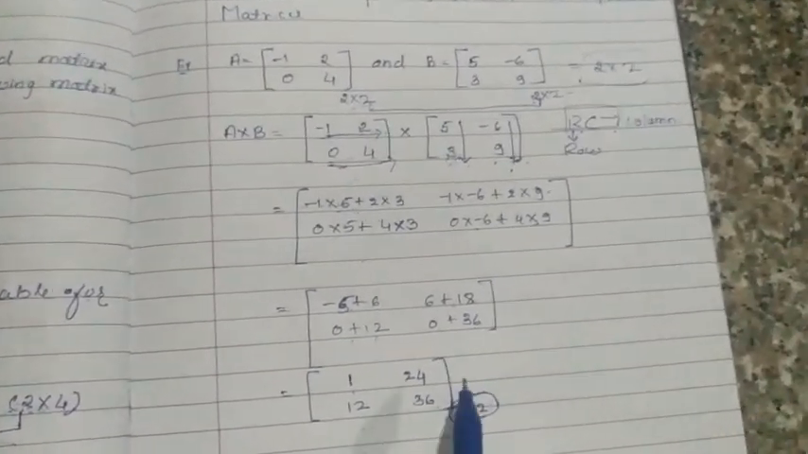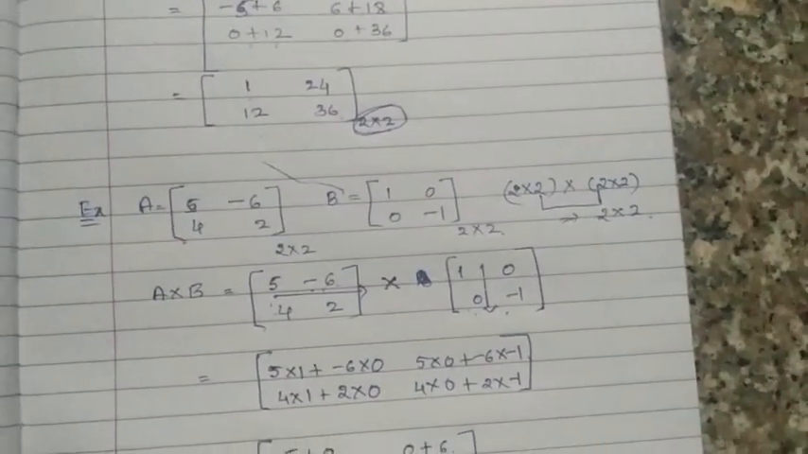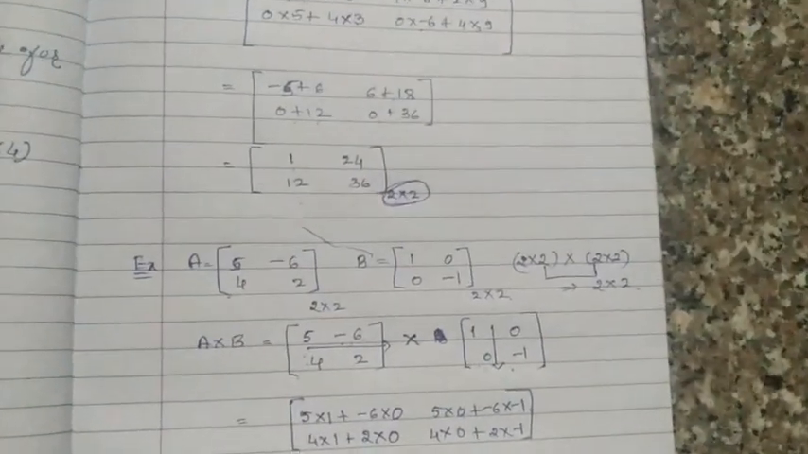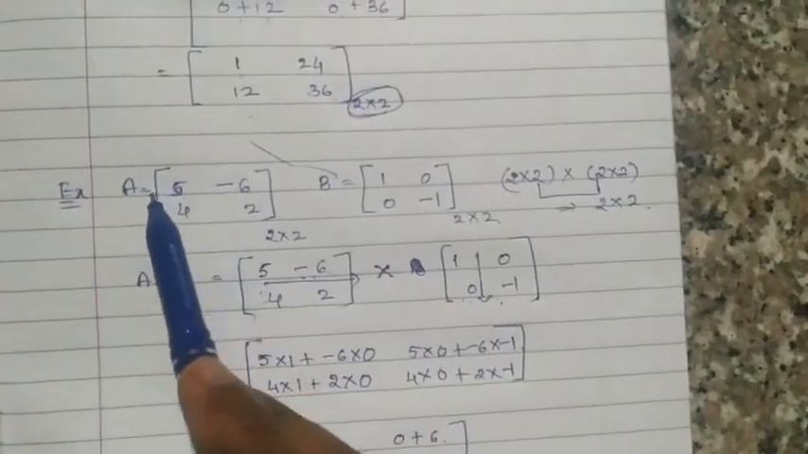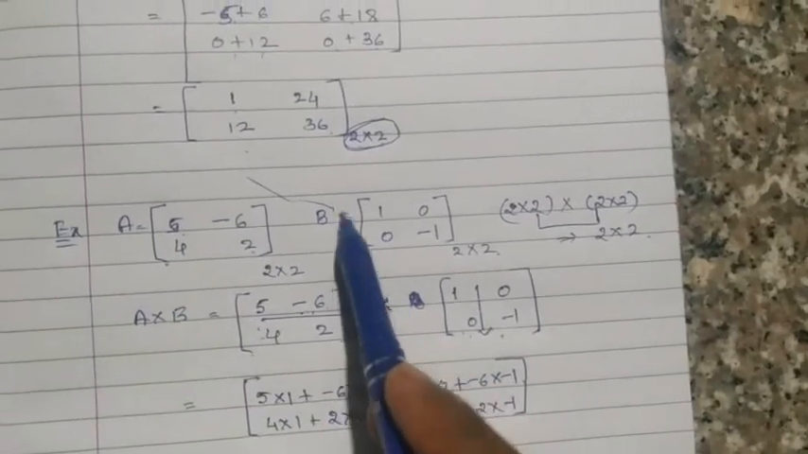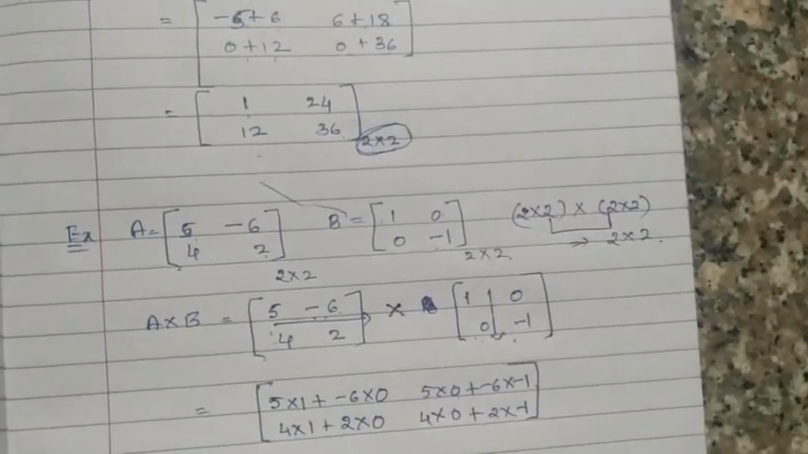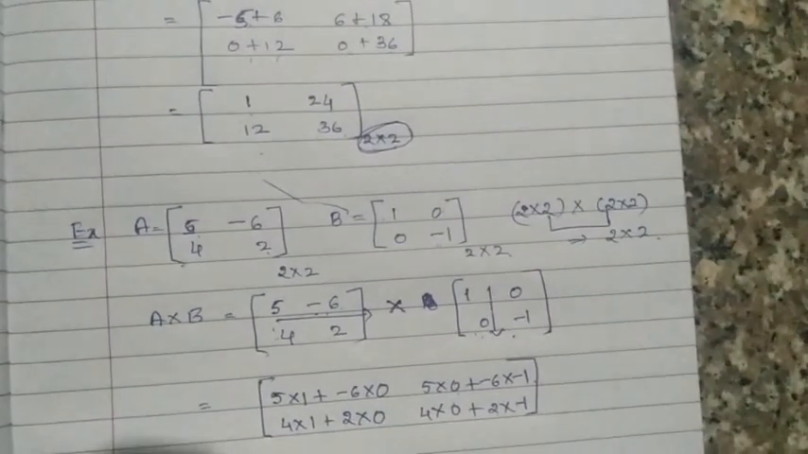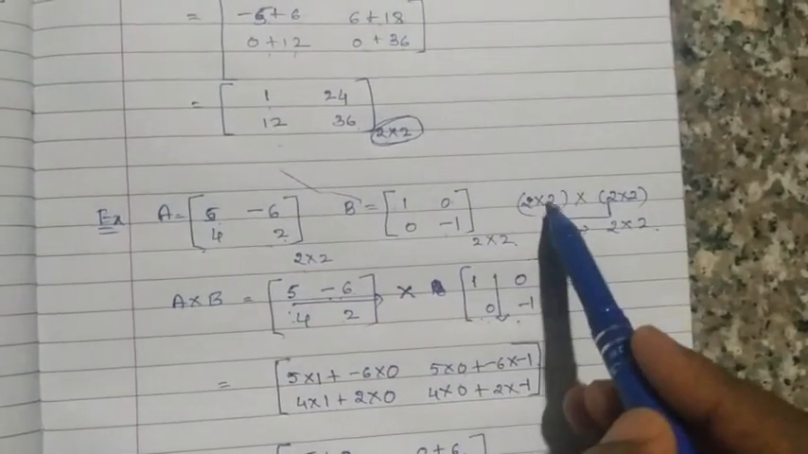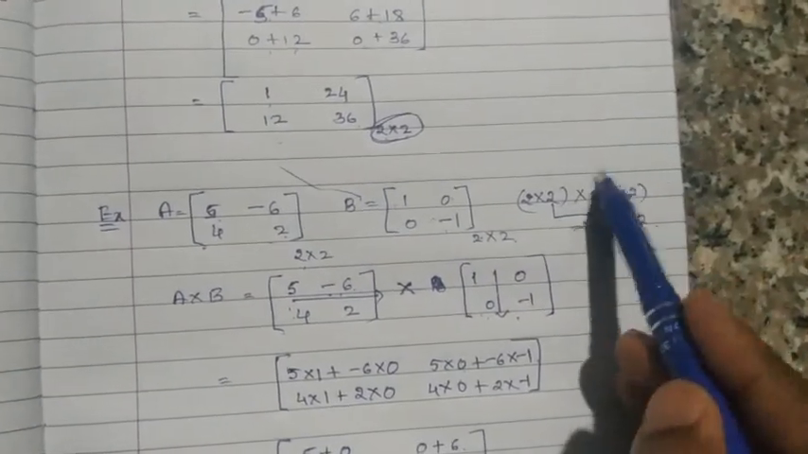So I will solve one more example which is again having a 2 into 2 matrix order. Both matrices are having the 2 cross 2 order. Here I have taken the matrix A as 5, -6, 4, 2, and matrix B as 1, 0, 0, -1. First we have to verify whether both matrices are applicable for matrix multiplication or not. Already I have written that matrix A is 2 into 2 order and matrix B is also 2 into 2 order. Yes, both have the same.